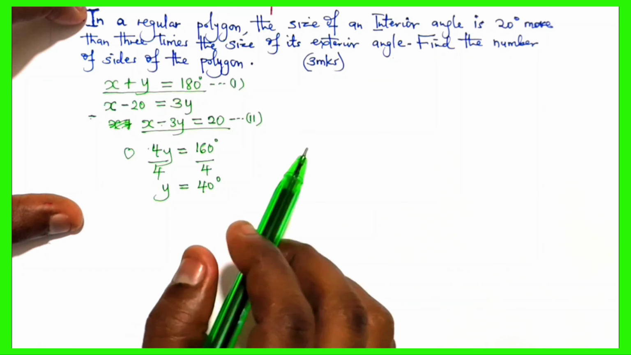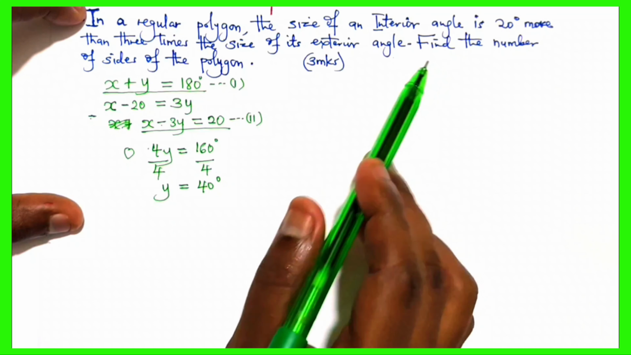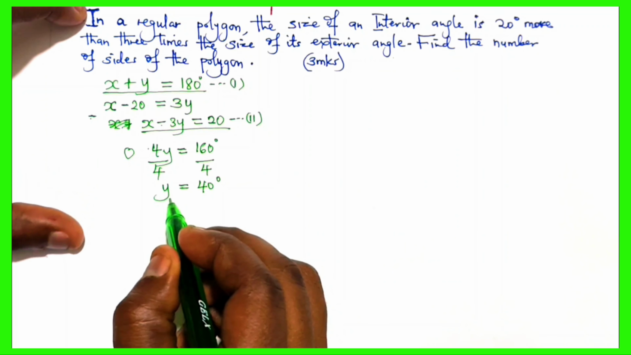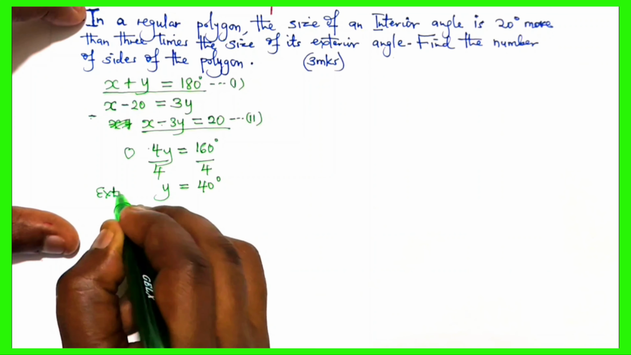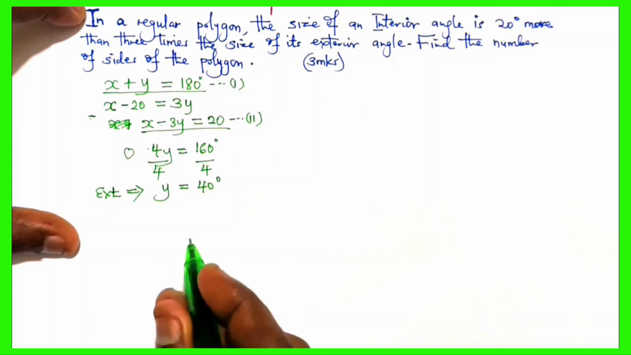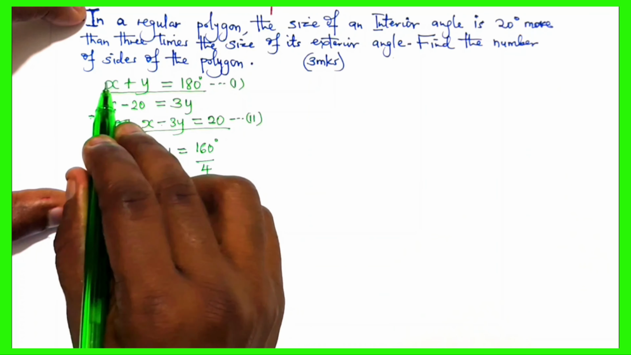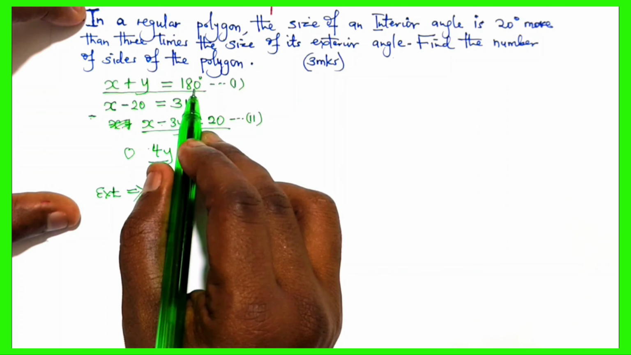Now, we are being told here to find the number of sides. So I can decide to go direct, since y represents the exterior angle. I don't need to find the interior angle, but I can be in a position to tell that if the exterior angle is 40, the interior angle is definitely 140 degrees to make 180 degrees.